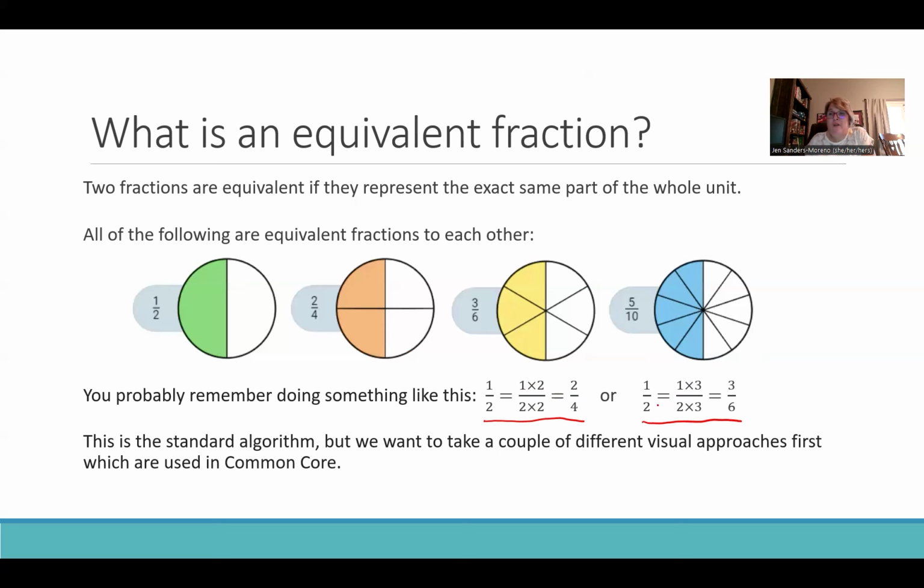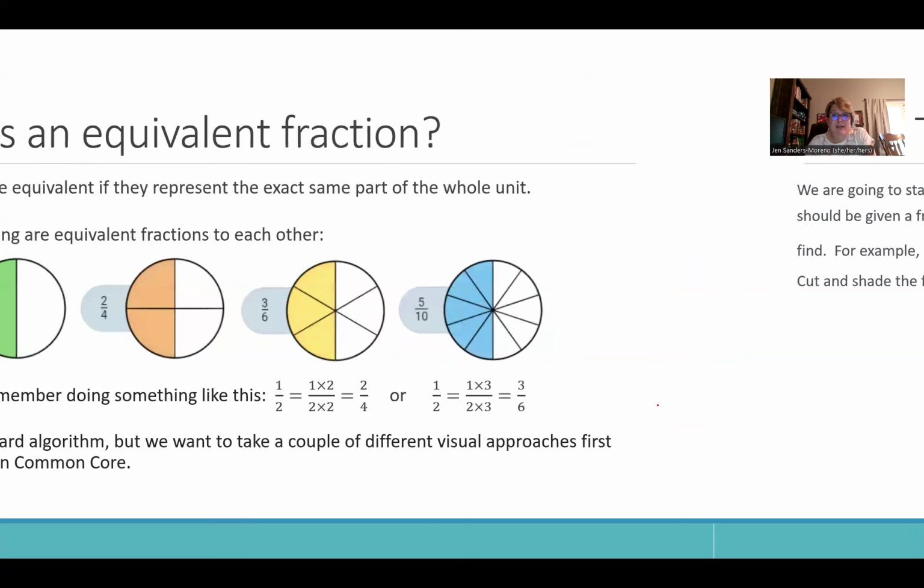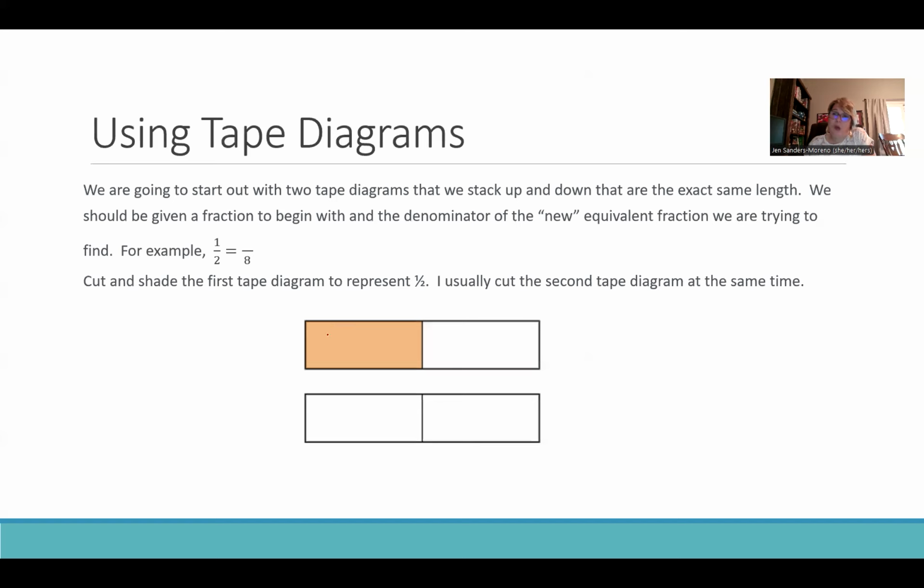So we're going to start off with a Common Core approach, which of course is tape diagrams. Okay, so if we wanted to show that 1/2 equals some other fraction, so here I chose a denominator of 8, but we could have done any even denominator. An odd denominator is not going to quite work, but here I can show that a half is equal to anything of an even denominator. So the first thing you want to do is start off with 2 tape diagrams that we stack up and down. You can have a space or not have a space. It's up to you. So here I have a space, but you can have them glued right together.